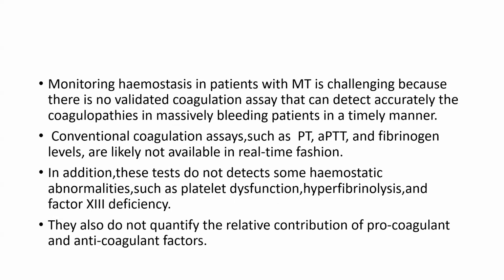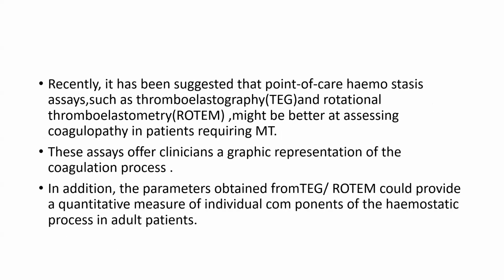Monitoring hemostasis in patients with massive transfusion is challenging because there is no validated coagulation assay that can accurately detect the coagulopathies in massively bleeding patients in a timely manner. Conventional coagulation assays like PT, aPTT, and fibrinogen level are likely not available in real time. In addition, these tests do not detect some hemostatic abnormalities, such as platelet dysfunction, hyperfibrinolysis, and factor VIII deficiency. They also do not quantify the relative contribution of procoagulant and anticoagulant factors. So recently, it has been suggested that point-of-care hemostasis assays, such as TEG and ROTEM, might be better at assessing coagulopathy in patients requiring massive transfusion.